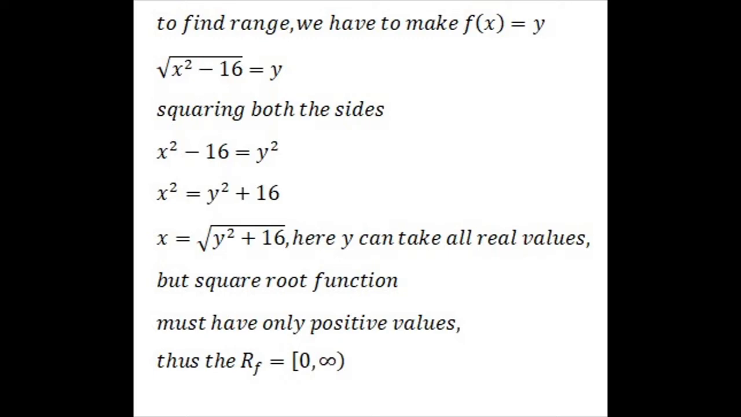Okay, y has every right to have any number here, because y square is always positive, y square plus 16 obviously will be positive. So y can take any value, but we have to keep something in mind that square root function has only positive values. The range is a subset of the set of positive real numbers. So the range must be 0 to infinity.